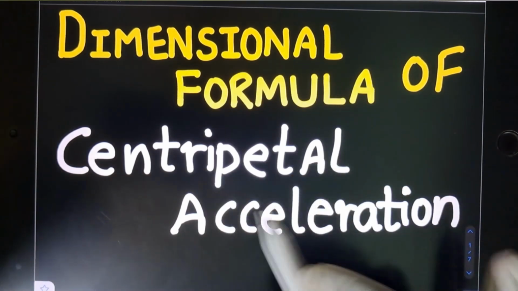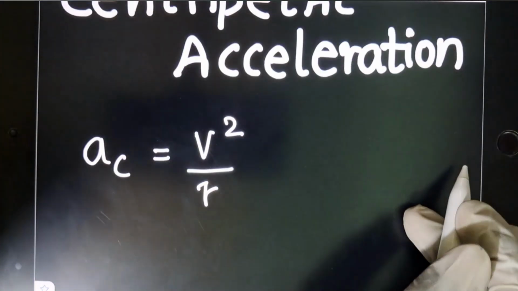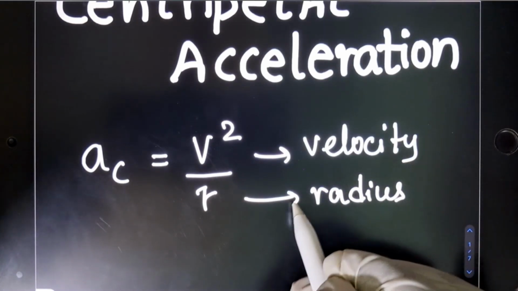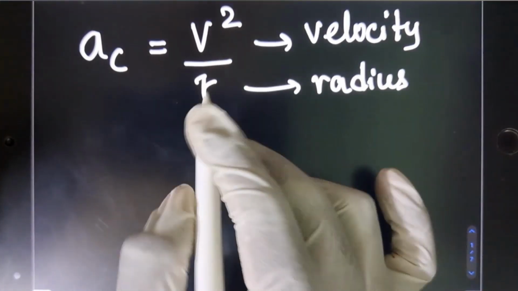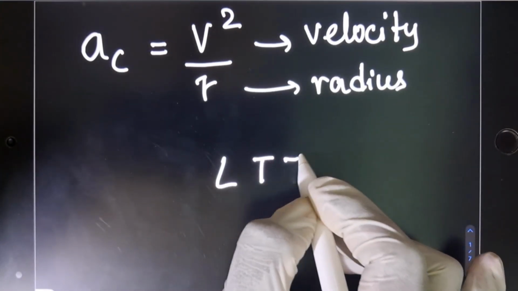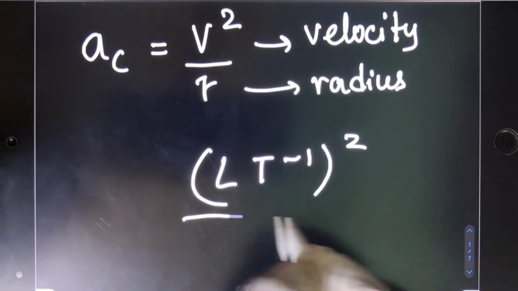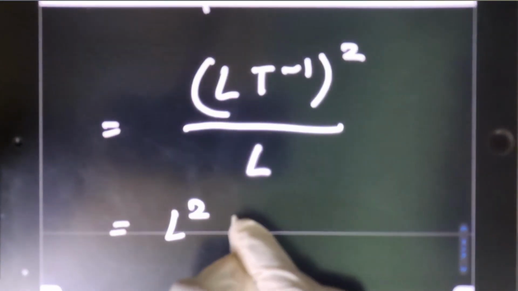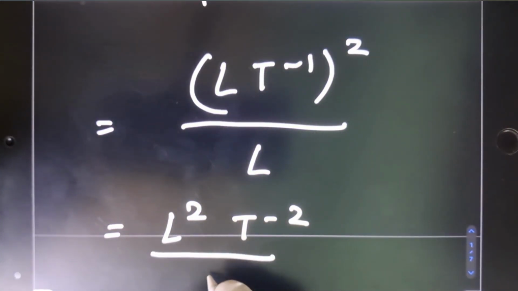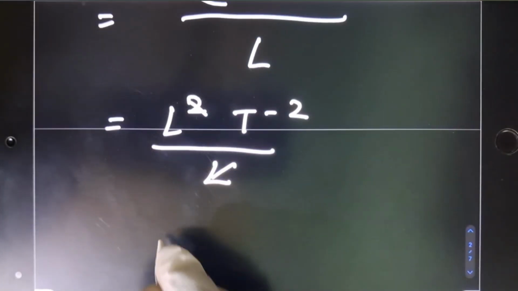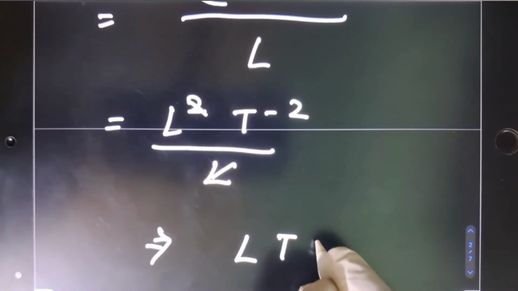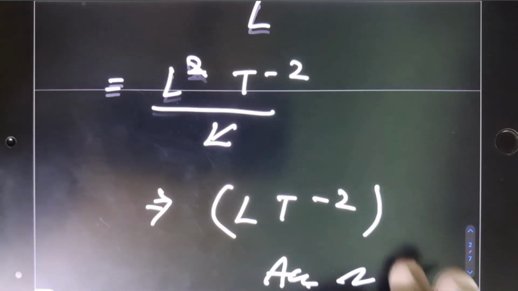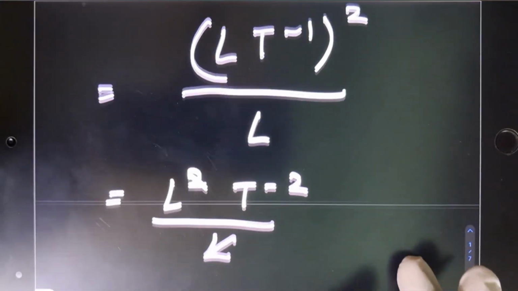To find the dimensional formula of centripetal acceleration, the formula is a_c, centripetal acceleration, is equal to V square by R. Here V represents velocity, R represents radius. We should know the dimensional formula of velocity. It is L T power minus 1. Here, L T power minus 1 whole square by radius L, L square into T power minus 2 by length L. L and L cancelled, we get L T power minus 2, same as acceleration. So the centripetal acceleration is M power 0 L power 1 T power minus 2.